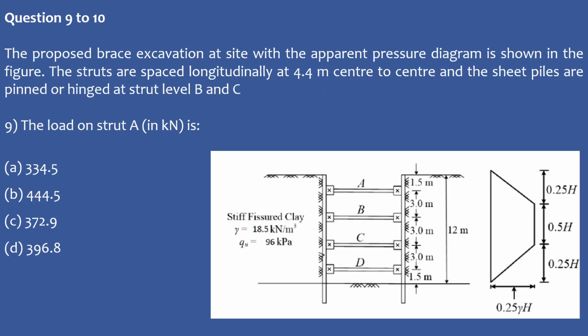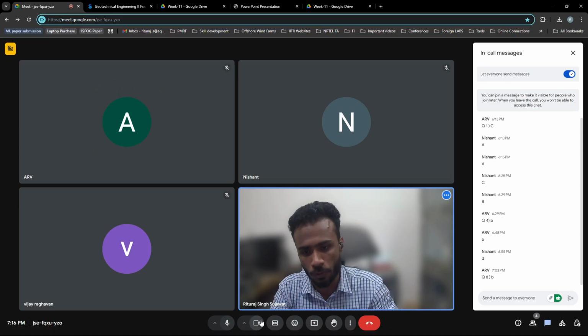So let's move to question number 9. Question number 9 and 10 are related. So you are having a certain deep excavation system which is supported by a brace system. The proposed braced excavation at the site has the apparent pressure diagram shown in the figure. Sir, can you share it? Sorry.